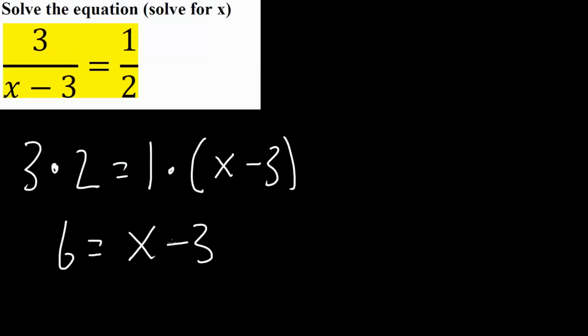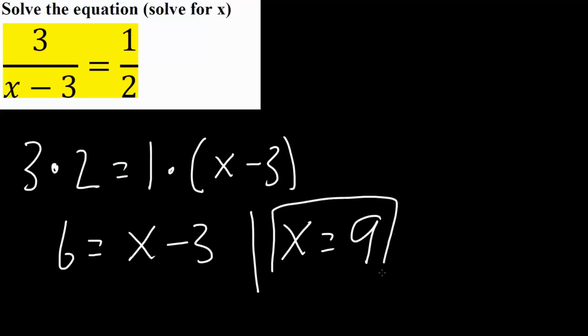And we want to solve for x. So we do plus 3 here, plus 3 here. Therefore, x is equal to 9. And now we can check even. So if I was to plug in 9 for x, we get 3 divided by 9 minus 3, so that would be 6. 3 divided by 6 is 1/2. And so that's correct. And that's all we need to do for these two problems.